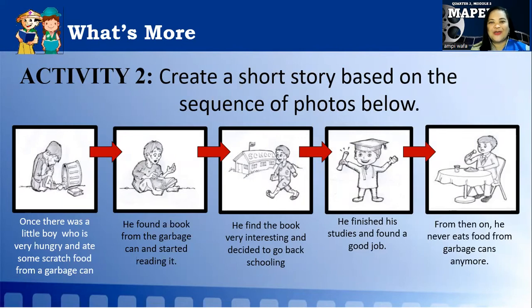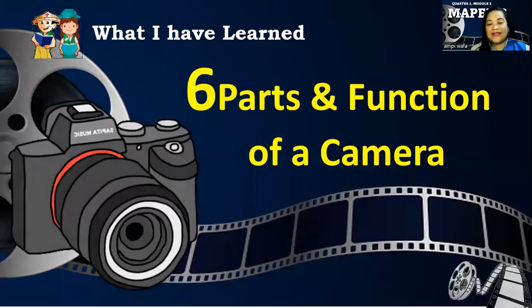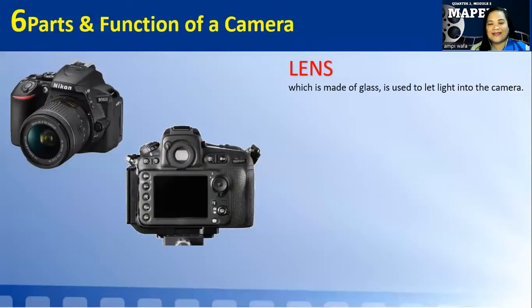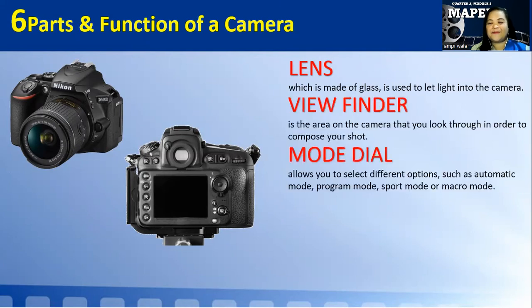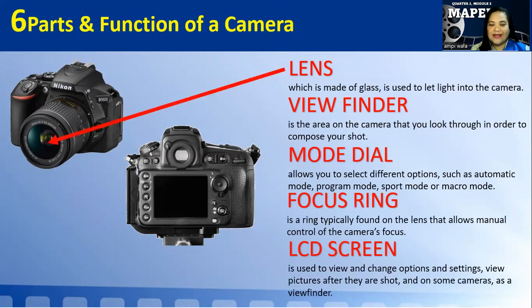Now you can make your own story out of that 5 pictures. You can do it. So what have you learned? We have the 6 parts and functions of the camera. Number 1, lens. Lens is made of glass and is used to let light into the camera. And viewfinder, mode dial, focus ring, LCD screen.